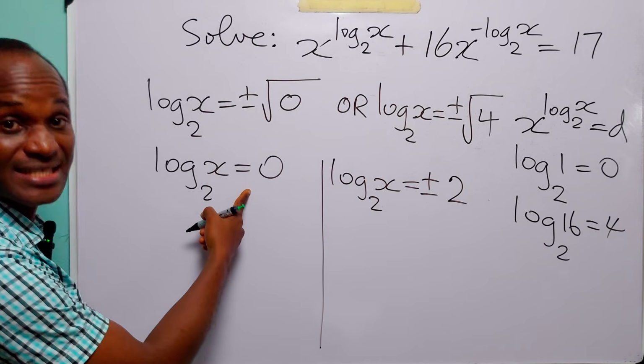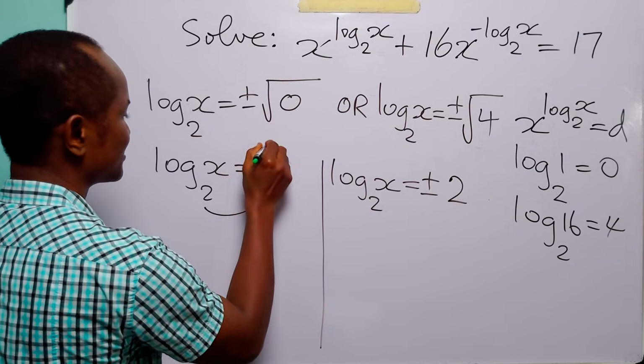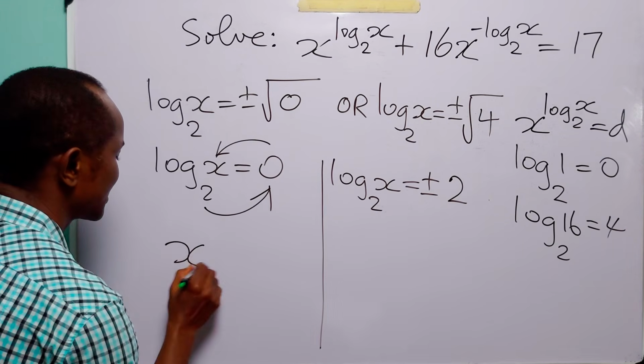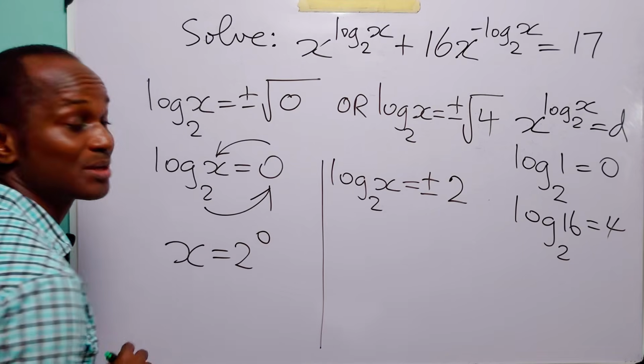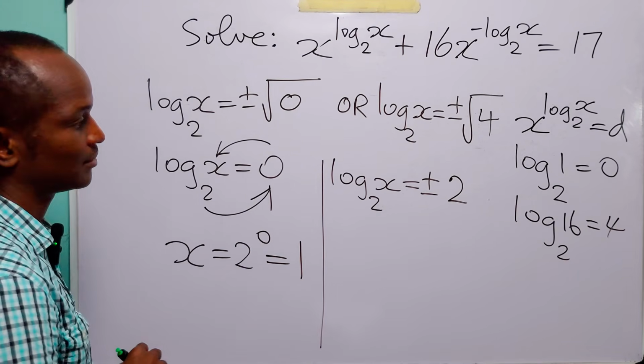Here, when we have a statement like this, what it simply means is that 2 to the power 0 is equal to x. So from here, we have that x is equal to 2 to the power 0, and 2 to the power 0 is equal to 1.